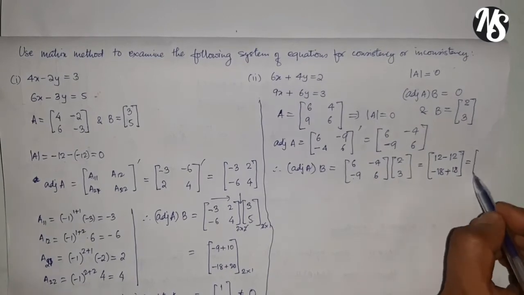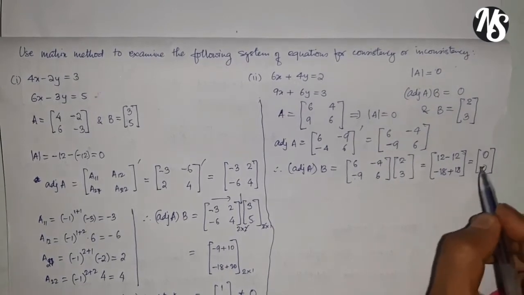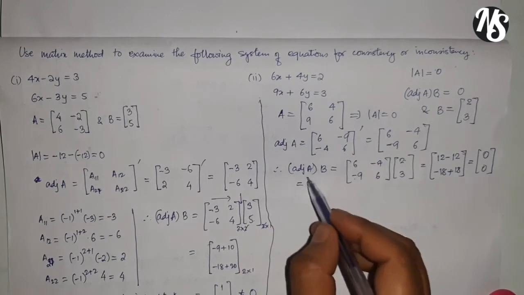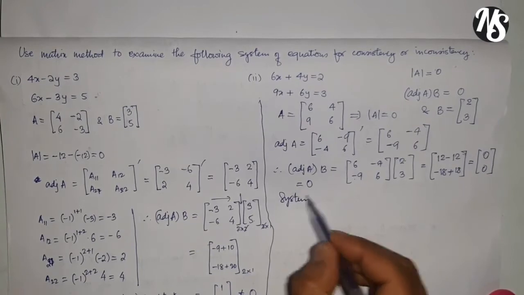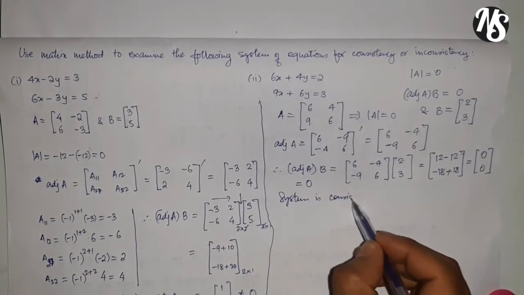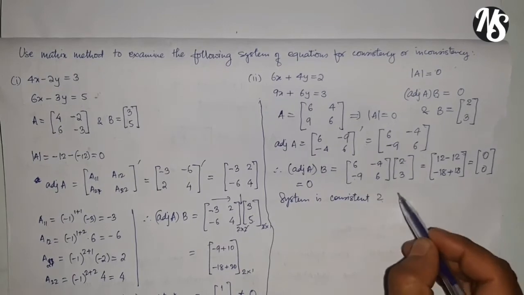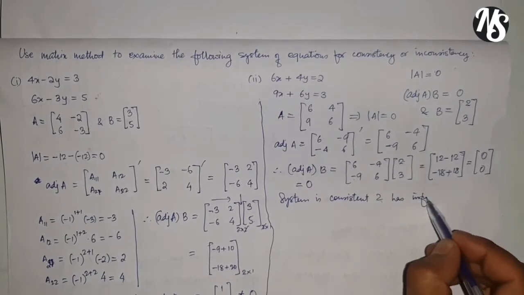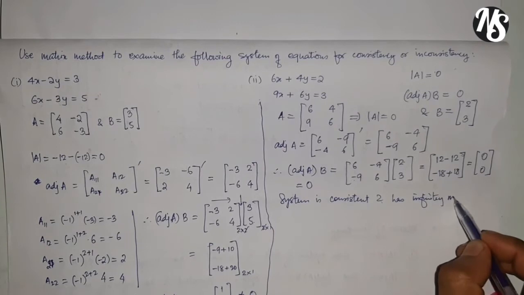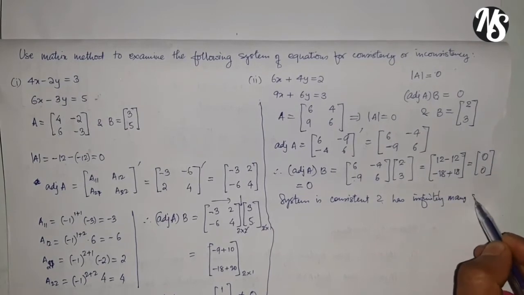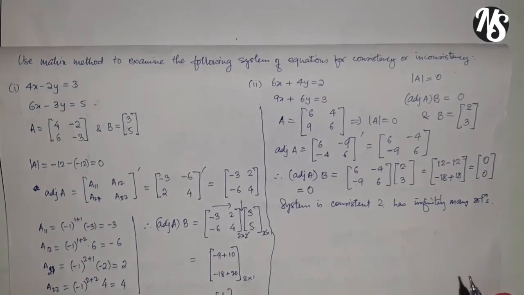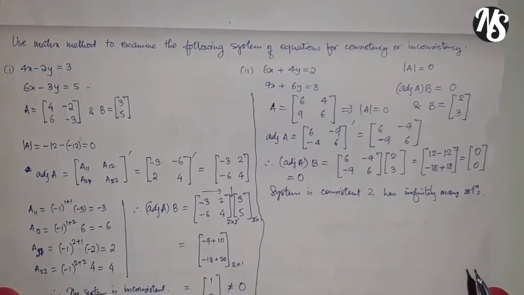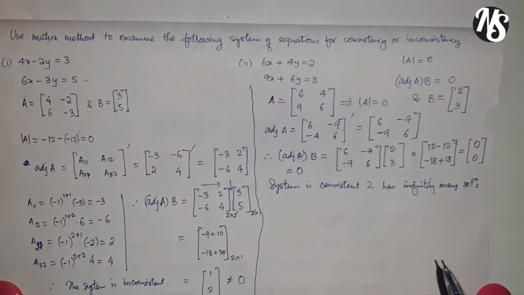Now this is a 0 matrix, isn't it? If this is equal to 0, it falls under the second category. That means the system is consistent and has infinitely many solutions. Now if there are infinitely many solutions, we have to find the solutions as well, isn't it? So let's learn how to find those infinitely many solutions.